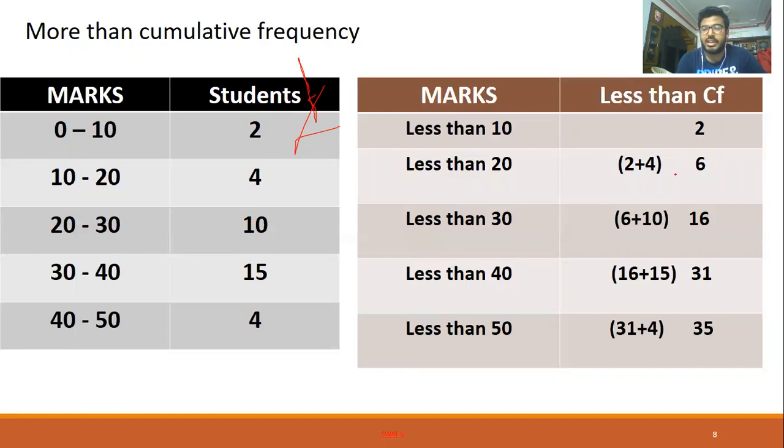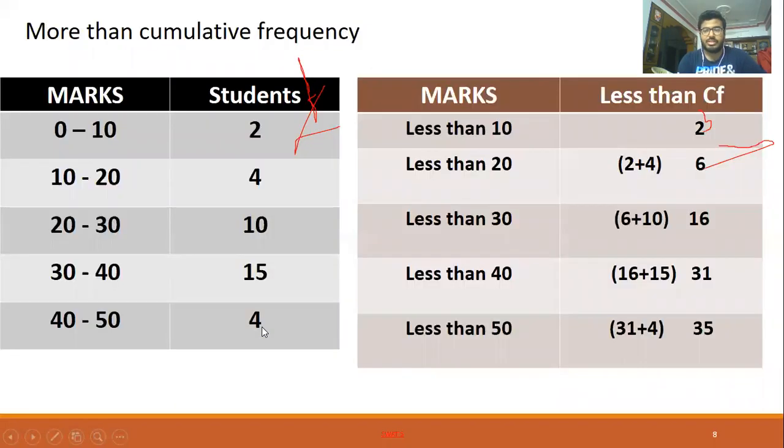तो CF से F मिलने के लिए मोर देन में आपने क्या किया था? फर्स्ट माइनस सेकेंड. ओके, फर्स्ट बड़ा है और सेकेंड छोटा है. नाउ इसके अंदर याद रखना है सेकेंड माइनस फर्स्ट. Easily you can see the second one is bigger and the first one is smaller. So second minus first. First one is 2 minus 0, that is 2 itself. The second one is 6 minus 2. Then 16 minus 6 is 10. 31 minus 16, that is 15. Then 35 minus 31, that is 4.